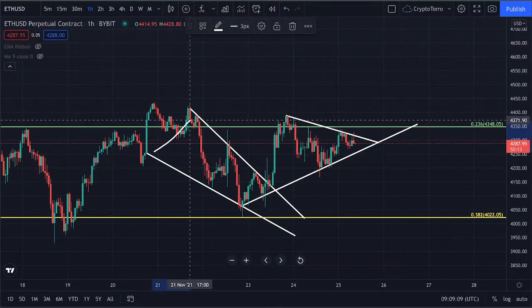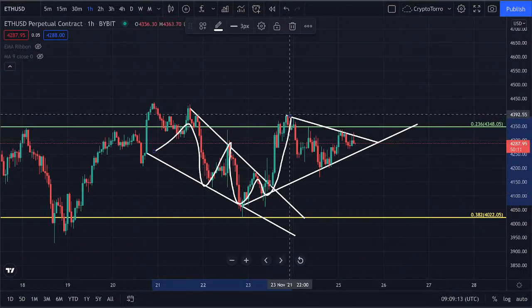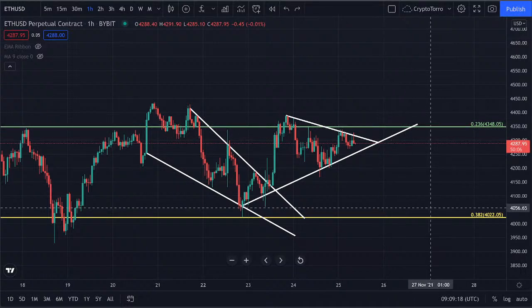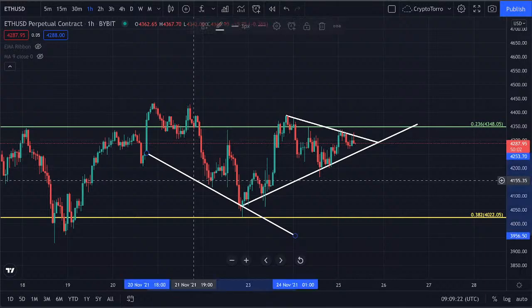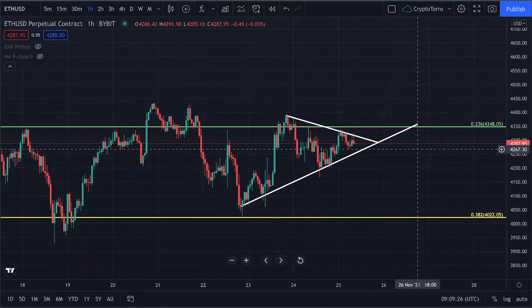We saw multiple touch points of resistance, and we saw an increase all the way heading towards the 0.236 Fibonacci at 4,348 US dollars. That for sure is something I thought was quite interesting. And right now we are once more seeing a pattern forming itself. So this is actually looking very good.